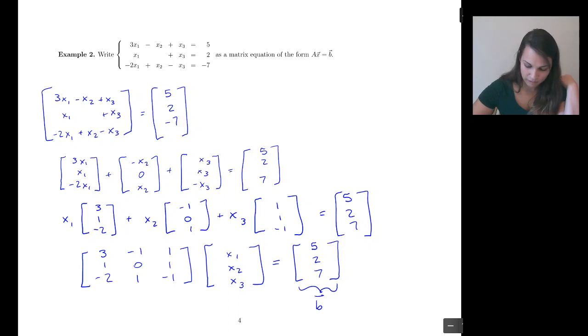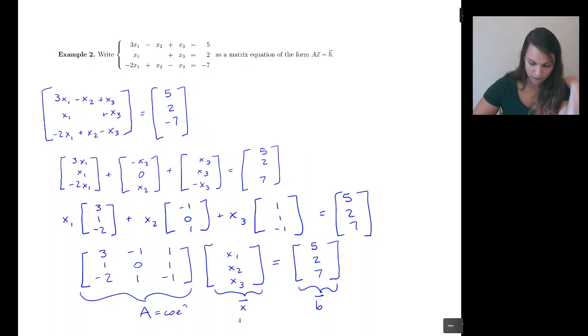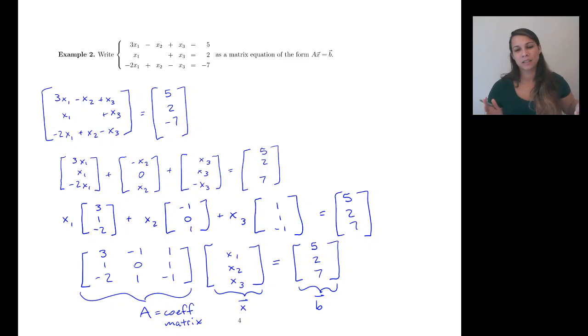So this is our B vector. This is our X vector. This is our A matrix, where A is the coefficient matrix. We've done a lot of stuff with augmented matrices, and we finally get to use the coefficient matrix now. Notice here that X is a vector of variables.